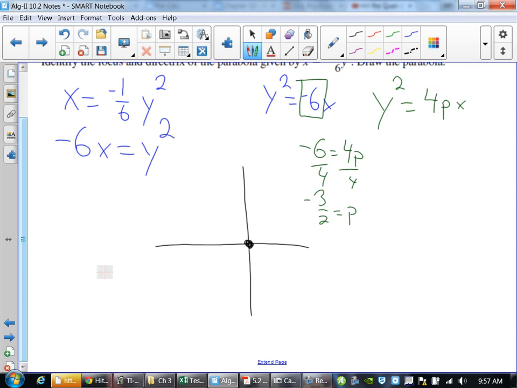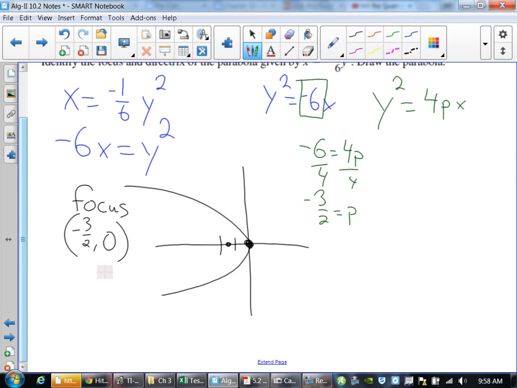The p value is the distance from the center to the focus, which gives me a focus at negative 3/2, comma, 0. I just moved over negative 3/2. Okay. From there, it has to do this. I'm not worried about ordered pairs on the curve. I'm just drawing the curve for today.